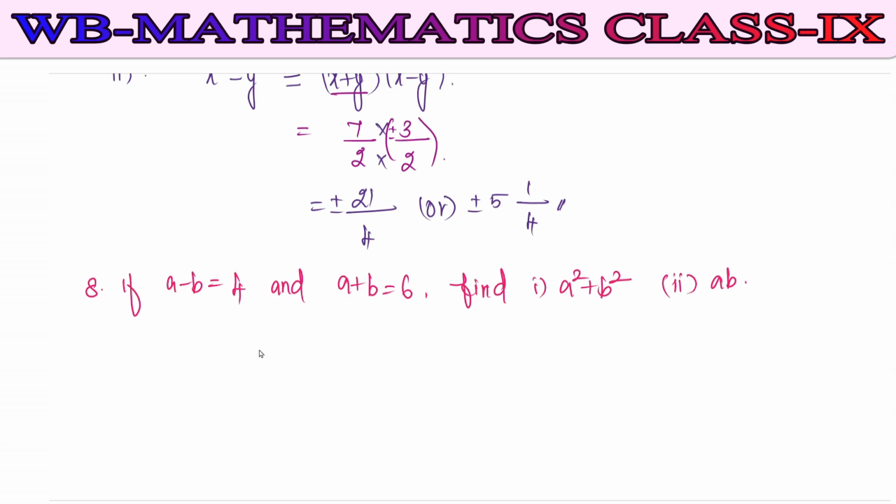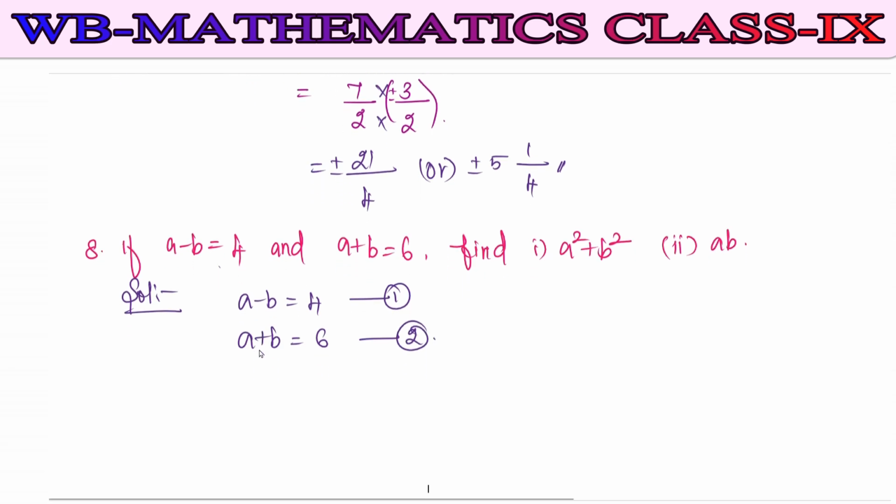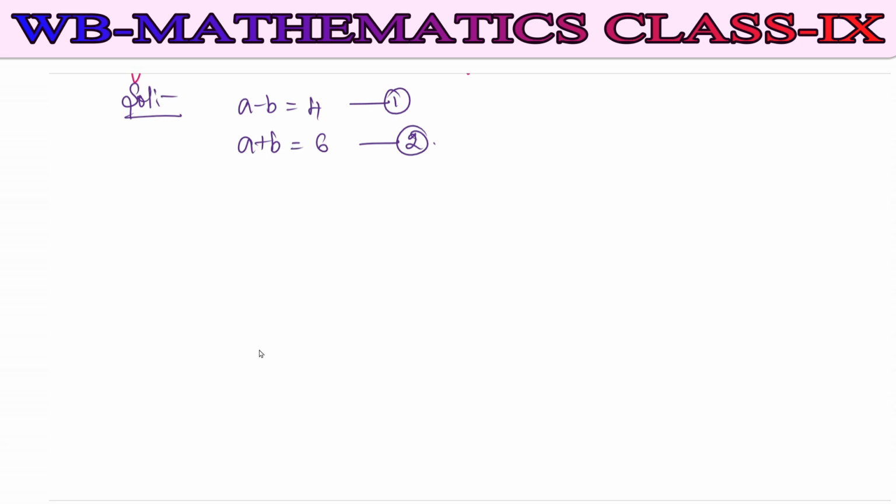You consider here the solution, given a minus b is equal to 4. This is equation 1. A plus b is equal to 6. This is equation 2. I am going to teach you two methods to find the values. The first method is this. These are the equations. Both I am adding here. Plus b and minus b will get cancelled. So what is left over here is 2a is equal to 4 plus 6, it is 10.